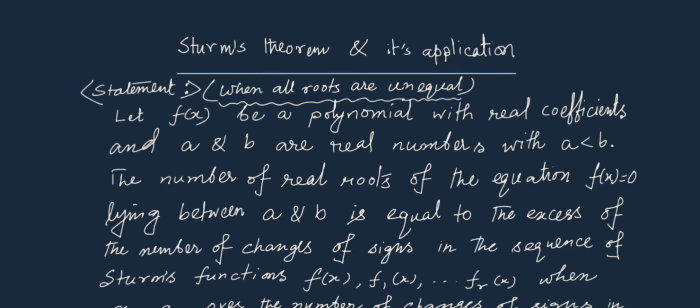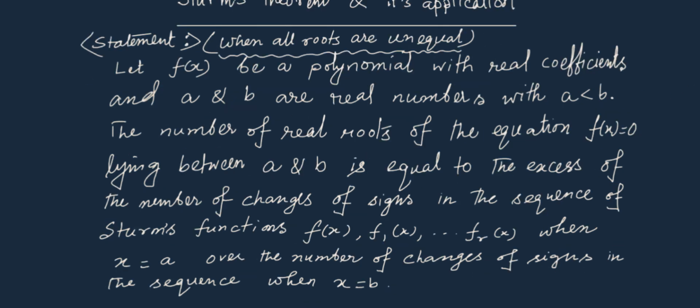In the previous video, I discussed Descartes' rule of signs. But Descartes' rule of signs doesn't give the exact number of real roots of an equation. So in this video, we are going to discuss Sturm's theorem, which gives us the exact number of real roots of a polynomial equation with real coefficients.